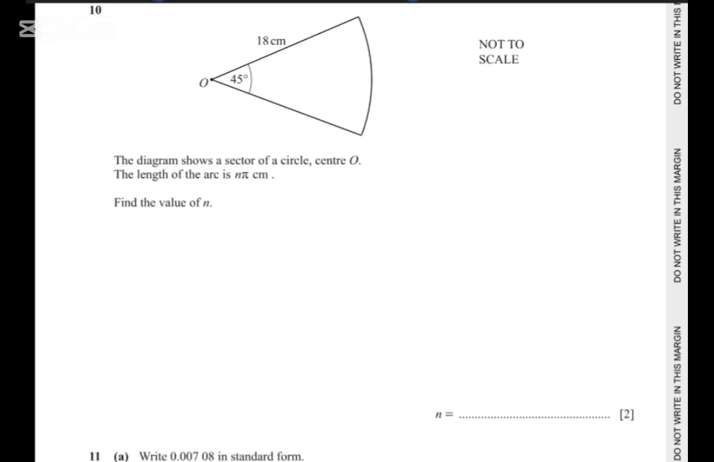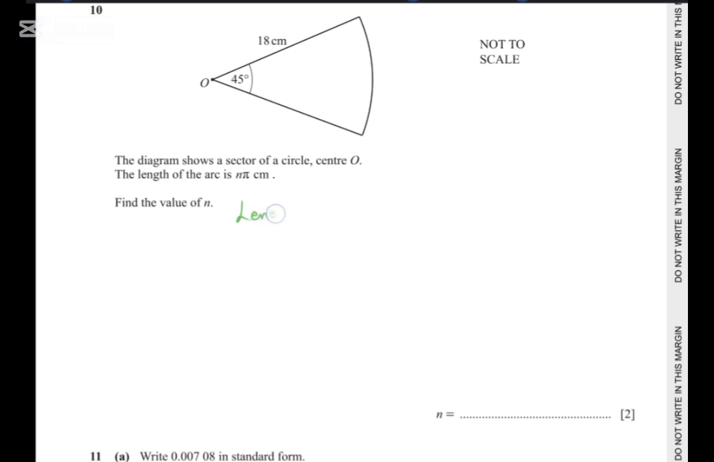Question 10. The diagram shows a sector of a circle, center O. Length of the arc is n pi centimeters. Find the value of n. So the length of the arc we need to find out using this angle, sector of the angle, and the radius. What is the formula for length of the arc?